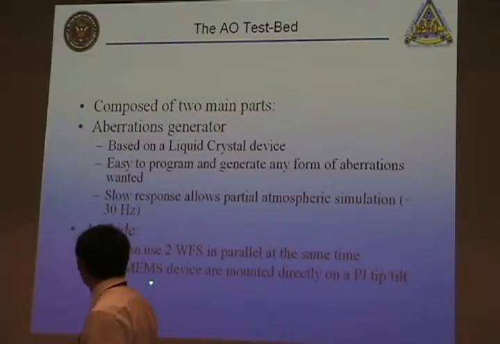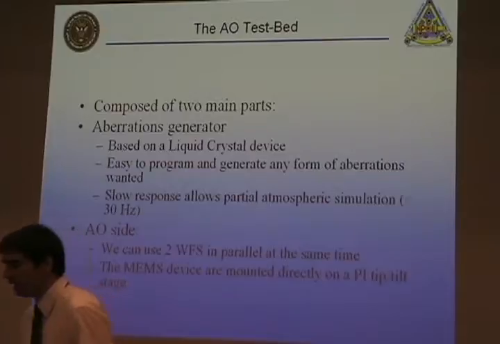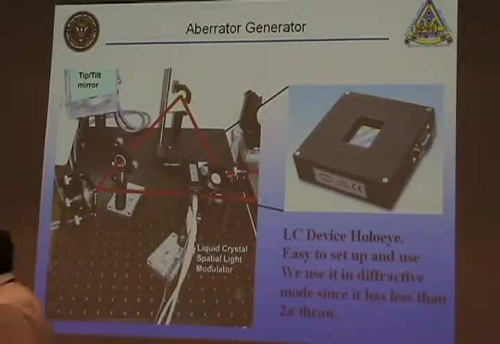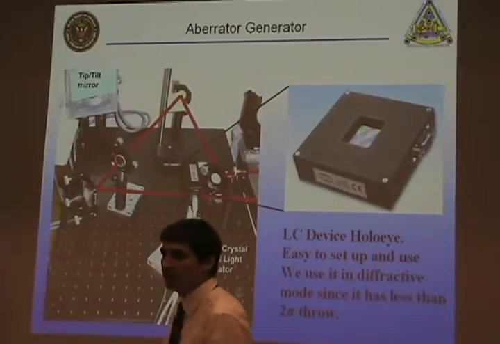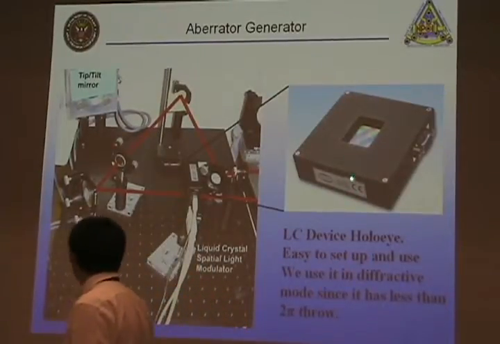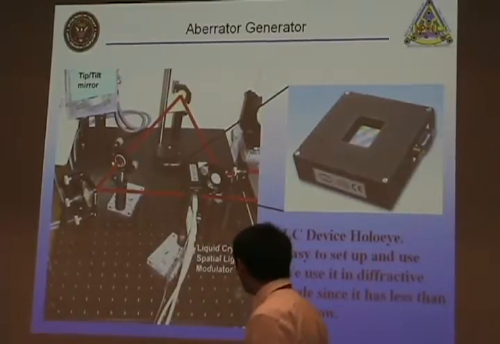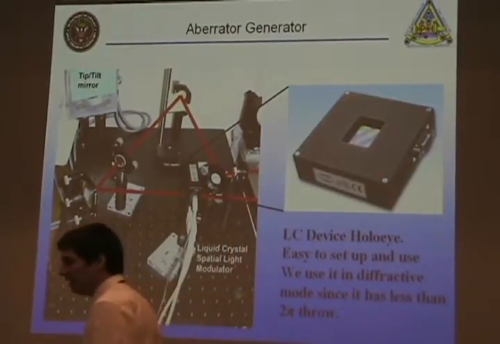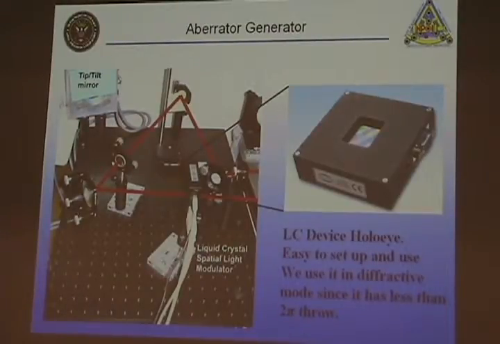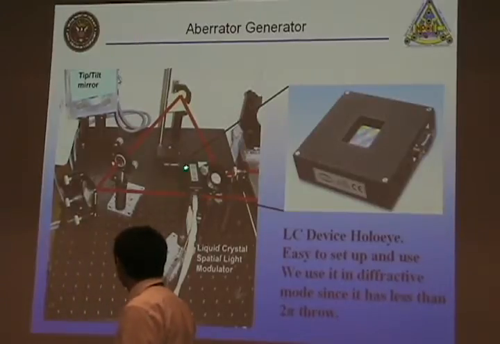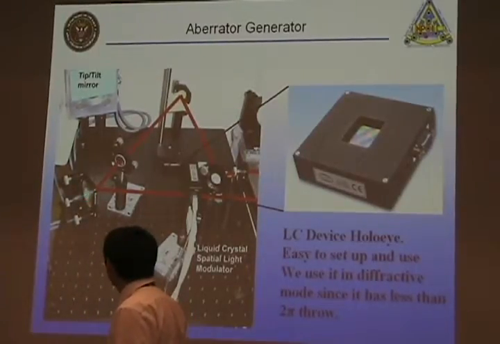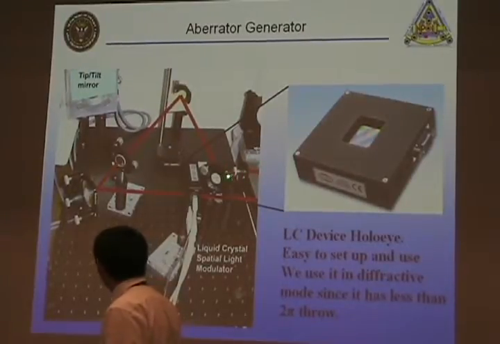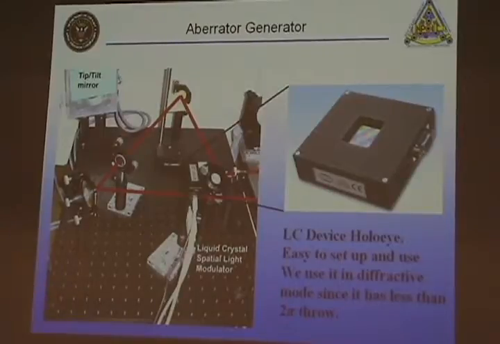And then as far as the correction, we have our MEMS device that we have applied on the tip-tilt mirror. And this is the device that we're using to generate the aberrations, a commercially available HoloEye device. It doesn't have 2 pi, it basically has pi throw, so we're using it as a binary device, and looking at one of the diffractive orders to get the aberrations that we need. So light comes into the device, goes through a couple of lenses, and then gets injected back into our AO system.